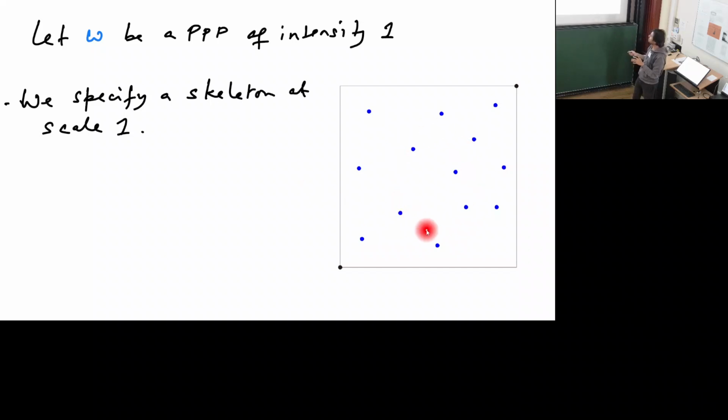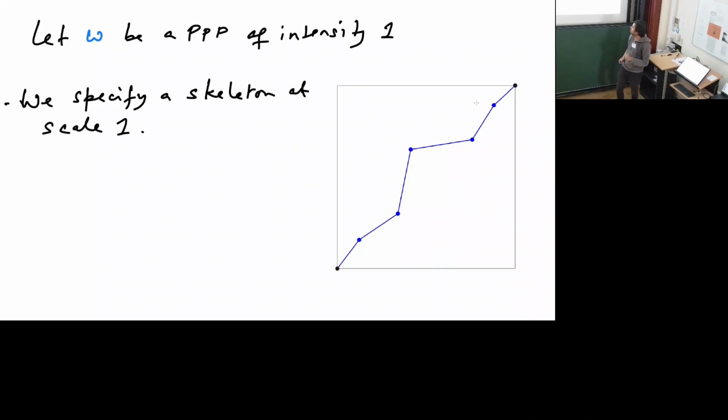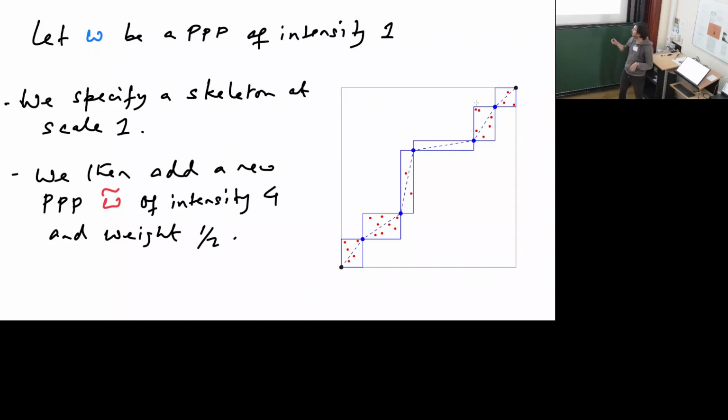So let's say first you initially have some Poisson process of intensity 1. You can decide what to do, and we'll see what dictates this decision. But let's say I pick some points through which my skeleton will pass, and I forget about everything else. Then I reveal to you a new Poisson point process whose intensity is a bit bigger, by a factor of 4 because it's 2 squared, but the weights of each point have become smaller, right?